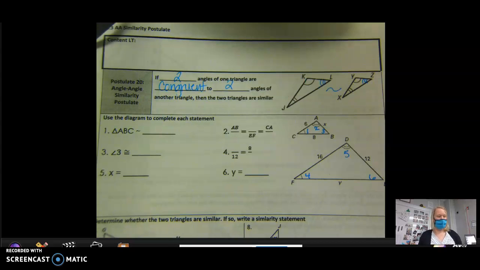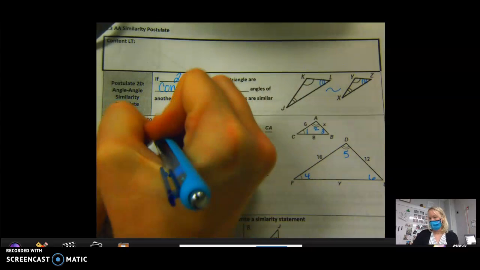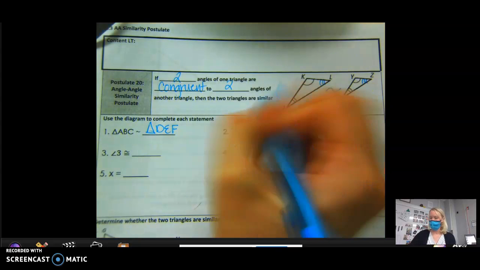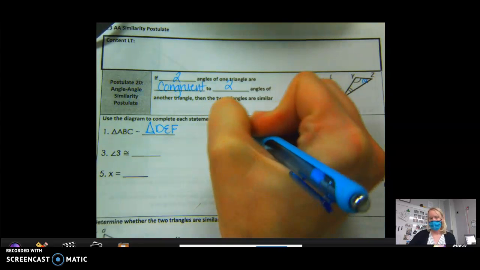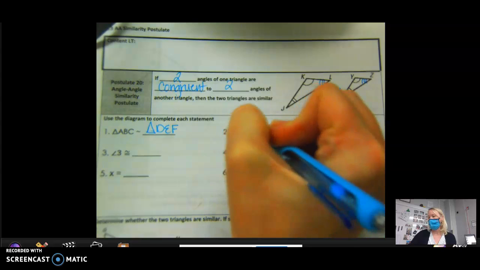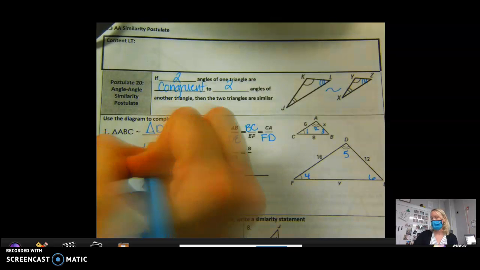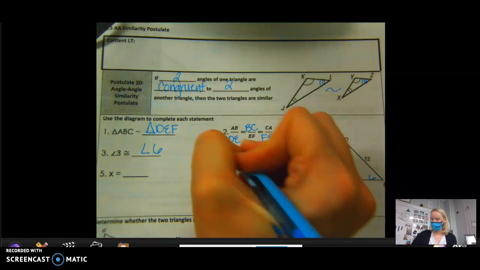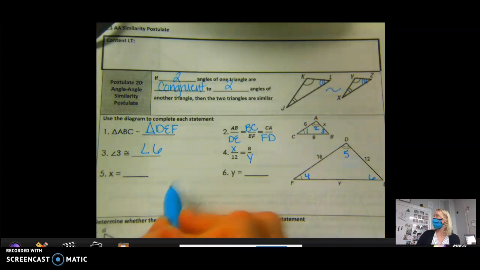Okay, so triangle ABC is congruent to triangle what? DEF. Very good. AB over DE is equal to what over EF, which is equal to CA over, and make sure it's in those orders, guys. Angle 3 is congruent to angle 6. Blank over 12 equals 8 over blank. So what goes in the first one? Equals 8 over Y.